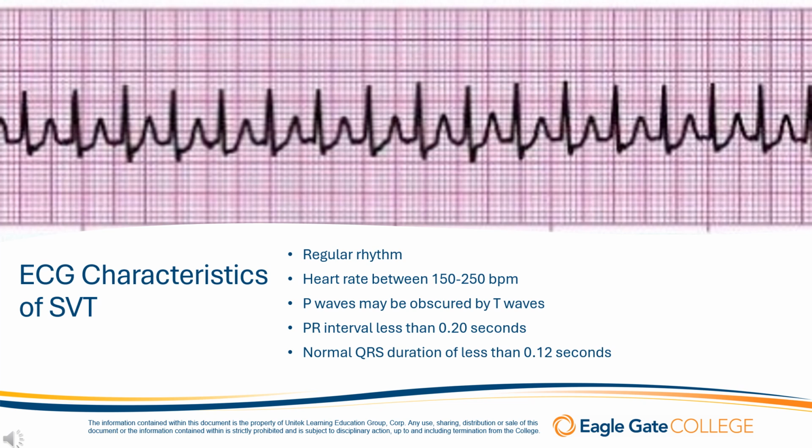In SVT, the QRS complex duration remains within the normal range, which is less than 0.12 seconds. This indicates that despite the rapid atrial rate, the ventricular conduction pathway is normal. The QRS complex represents the depolarization of the ventricles, and a normal duration suggests that the ventricles are depolarizing efficiently without any delay or blockage.